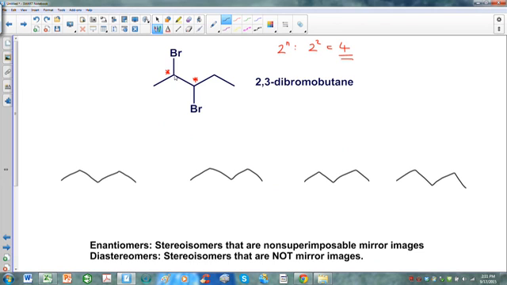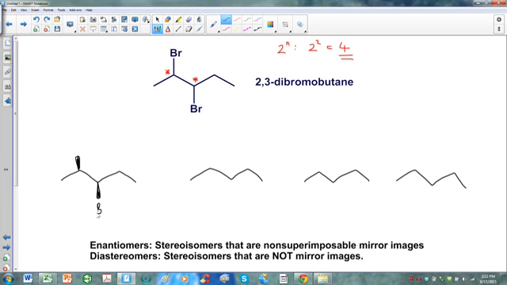I'm just going to indicate the wedges and the dashes for the bromines, not for the hydrogen that's on there as well, because hopefully that's going to help illustrate what we are talking about. So for the first one here, I'm going to draw one where perhaps both the bromines are on wedges.